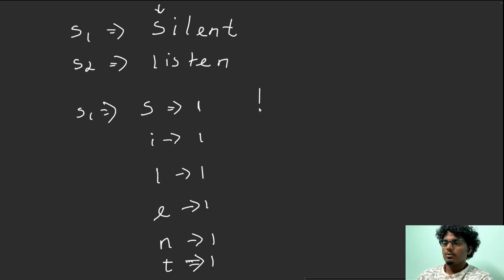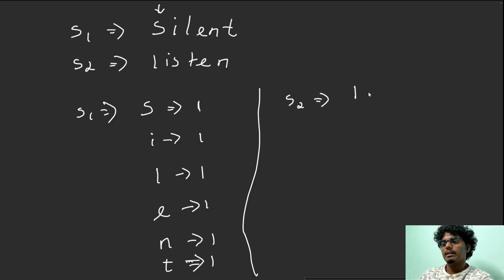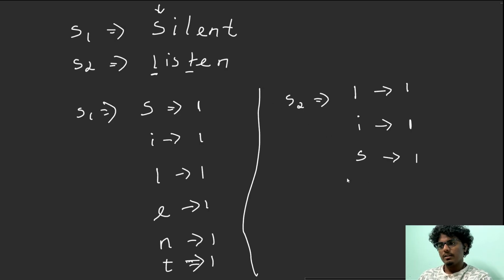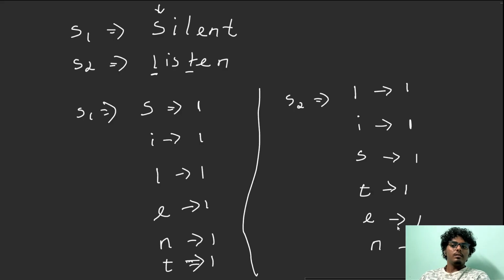Okay, so let me take string S2. What is the frequency of L here? It is one, right? There is only one L. And what is the frequency of I? It is one. What is the frequency of S? It is one. What is the frequency of T? It is one. What is the frequency of E? It is one. And what is the frequency of N? It is one, right?